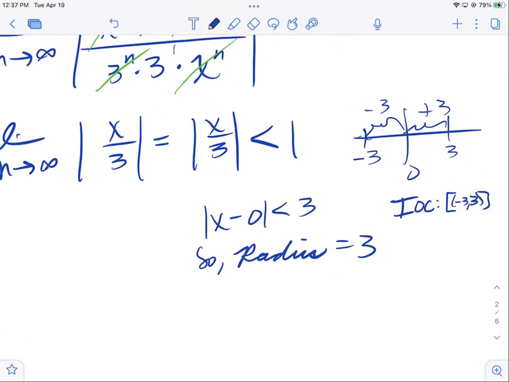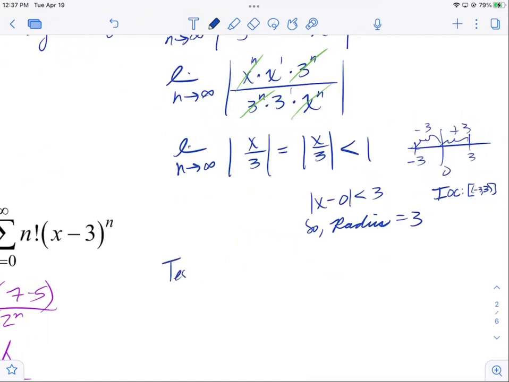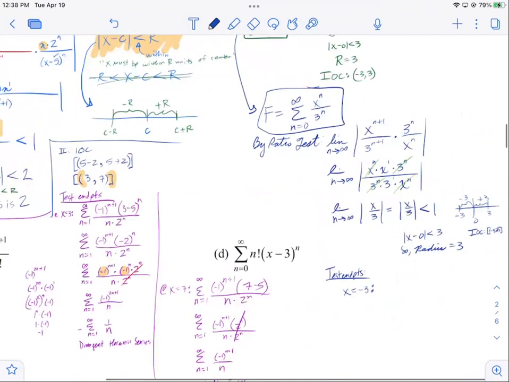And if you still didn't recognize it as geometric, now you'd have to test the endpoints. So let's go ahead and review that. Let's test the endpoints. So let's do the negative one first. When x is negative 3, we plug it back in to the original function, the original series. We're going to get f equals sigma from n equals 0 to infinity of negative 3 to the n all over 3 to the n.